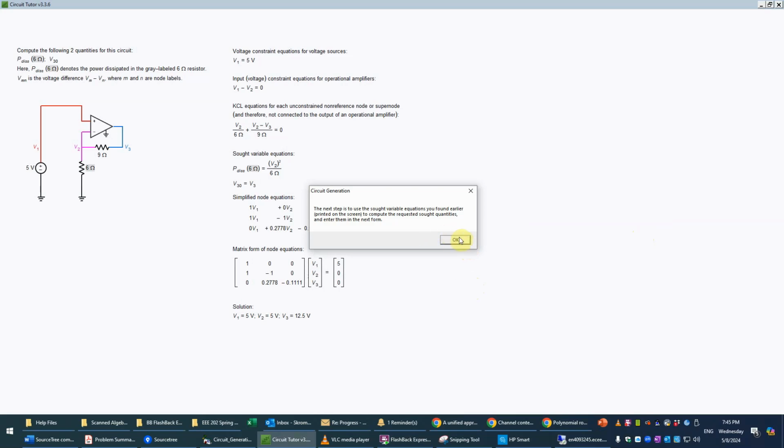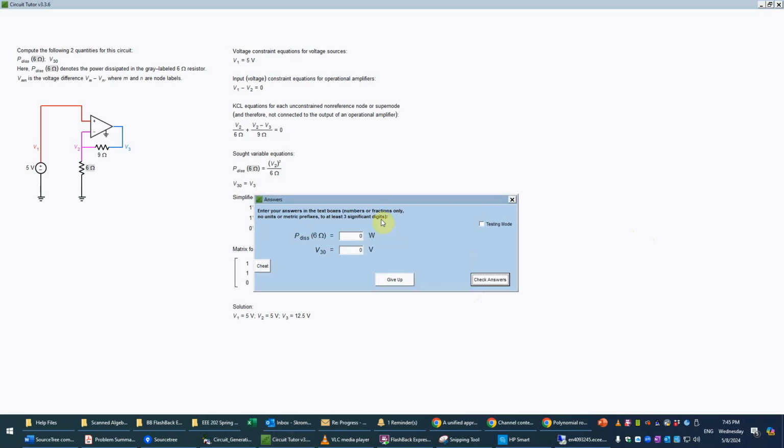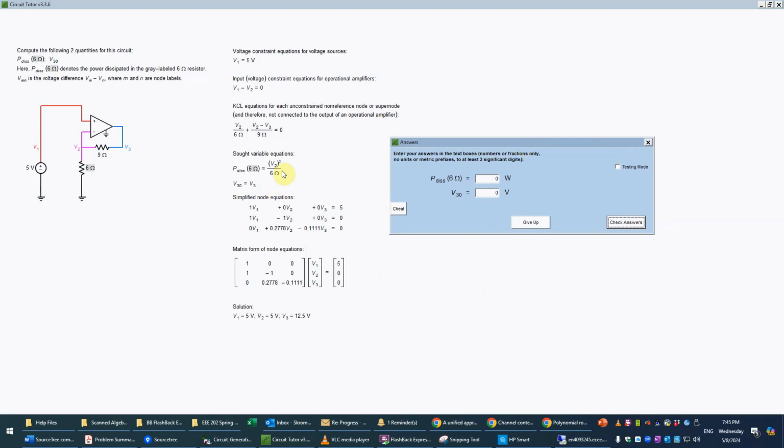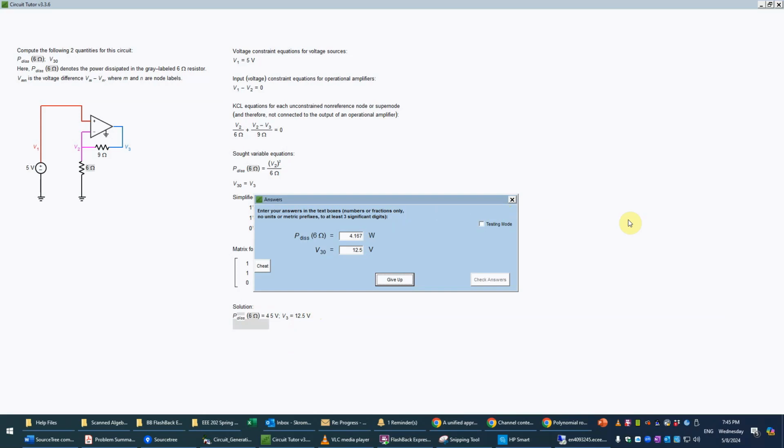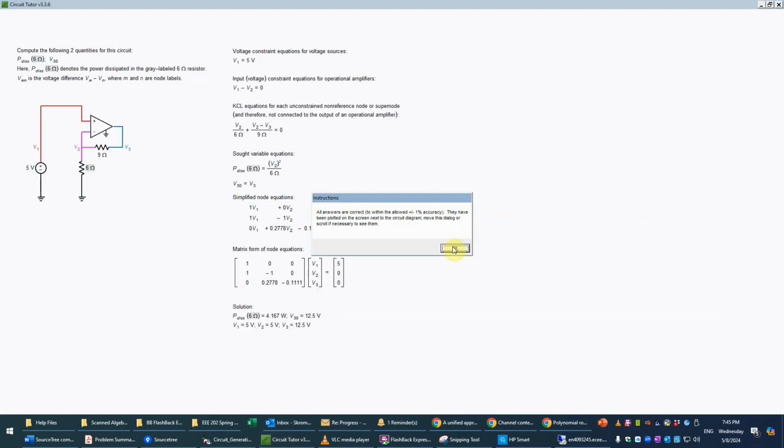Okay, and then finally, we're just going to evaluate the sought variables. And so the power dissipated in 6 ohm resistor, that's just V2 squared over 6 ohms. So that's just going to be 25/6, basically, and we can enter that again as a fraction. So we just type 25/6. Now, it won't allow you to square things or that sort of thing. You have to do that yourself. But for simple fractions, it'll allow that entry, and it converts it automatically here. And then the V3 is just 12.5, since it's the same as V3. And now we can check those, and that is correct.